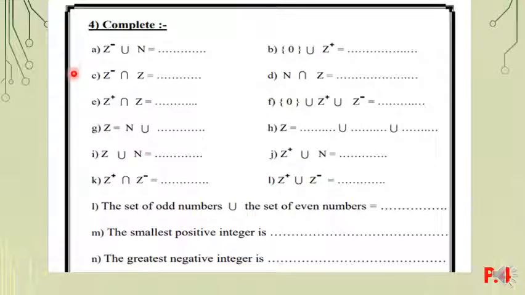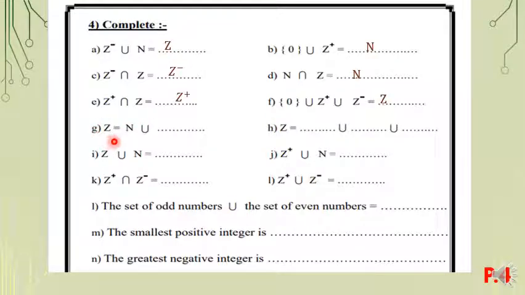Booklet page 4, number 4. Complete. Letter A. Z negative union N equals Z. Letter B. Set of 0 union Z positive equals N. Z negative intersect Z equals Z negative. N intersect Z equals N. Z positive intersect Z equals Z positive.